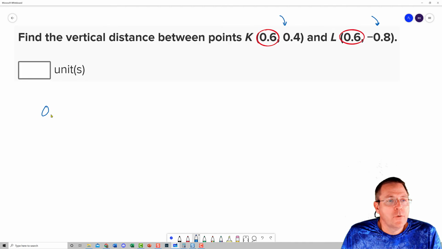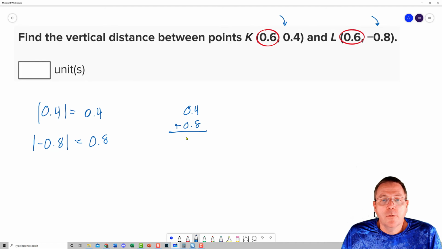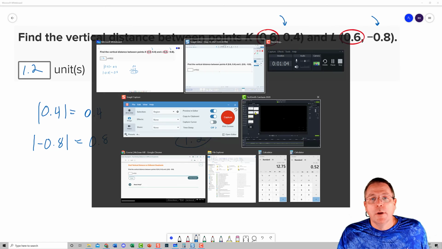So let's start off with the first one, the 0.4. The absolute value of 0.4 is going to be 0.4. The absolute value of negative 0.8 is going to be 0.8. And when you add 0.4 plus 0.8 together, what do you get? You get 1.2. So the distance is going to be 1.2 units.